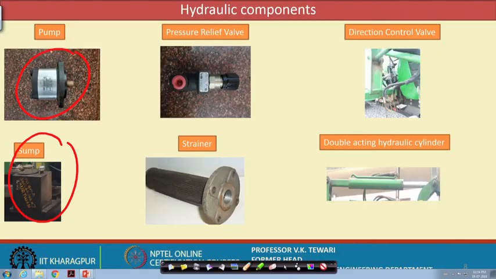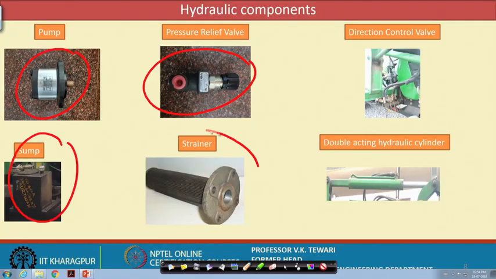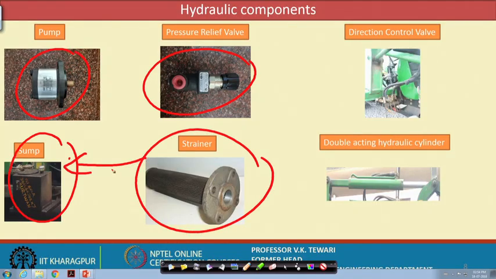So, this pump has to be used. Then pressure relief valve, yes, there is a pressure relief valve which will take care of the safety of the system, as I indicated earlier. Then the strainer here, this strainer is in connection with the sump here, because then it will clean the oil which is going, and then go to the directional control valve.